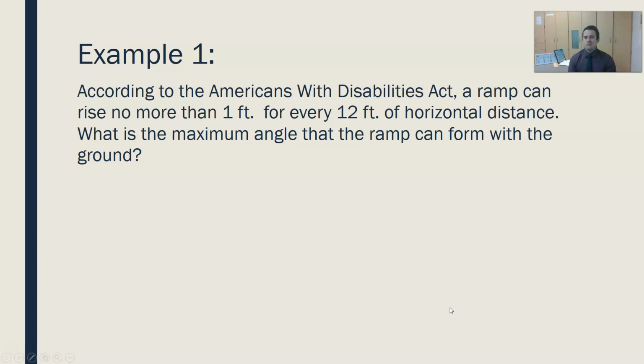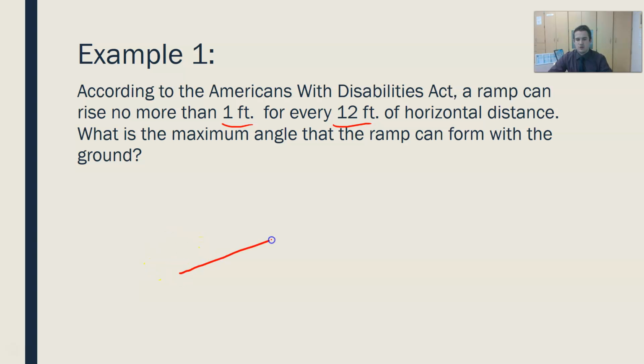So for example, according to the Americans with Disabilities Act, a ramp can rise no more than 1 foot for every 12 feet of horizontal distance. What is the maximum angle that the ramp can form with the ground? So this is an actual thing in the Americans with Disabilities Act. Ramps that are built going into buildings cannot rise any more than 1 foot for every 12 feet of horizontal distance. That's to meet code to accommodate people with disabilities. So I'm wanting to know the maximum angle that the ramp can form with the ground.